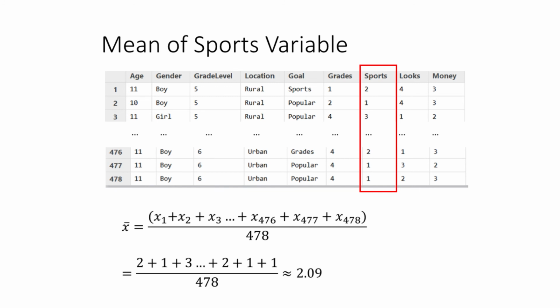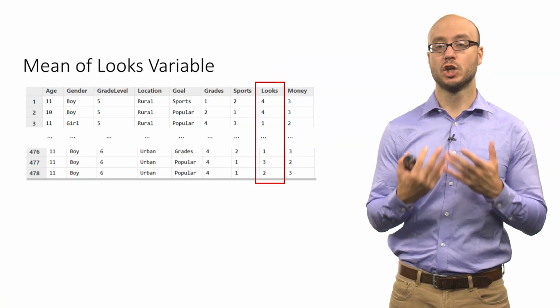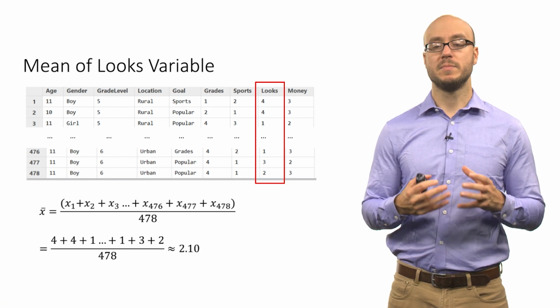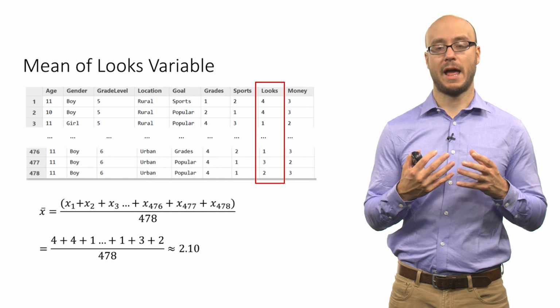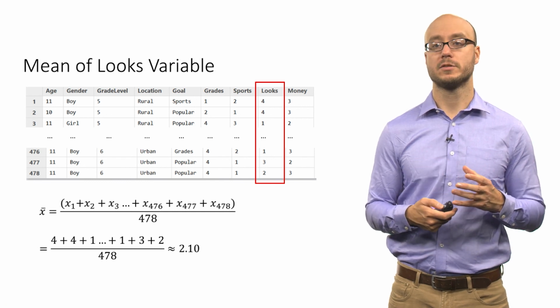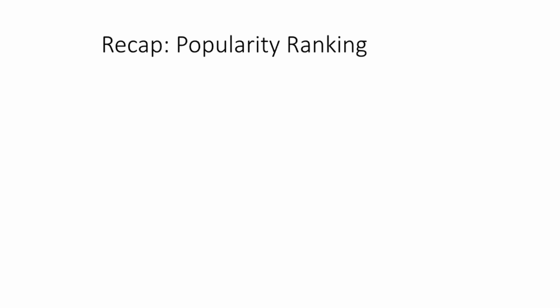Again, all we're doing is adding up all the observations, all the data points, and dividing by the total sample size, which is 478, and we get 2.09. For the looks variable, so the importance of being good looking or pretty, we get this mean of 2.1. So on average, students rank having looks as 2.1. And then for money, we take the average of that and we get 3.2. So that's the average ranking for the importance of money in being popular.